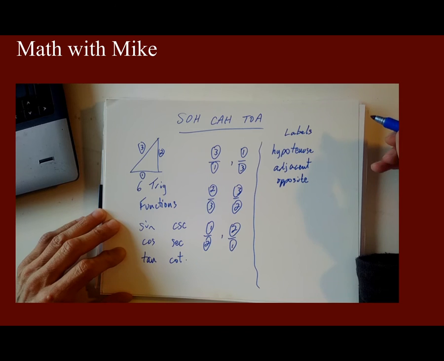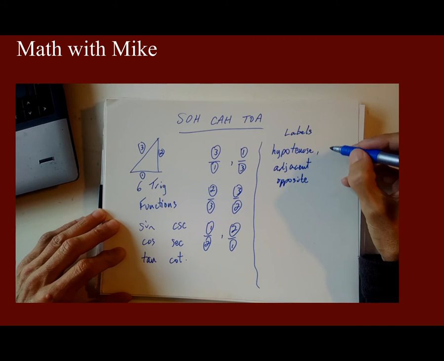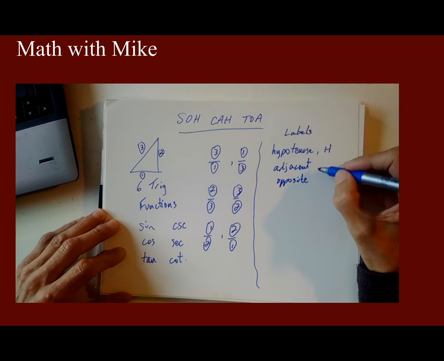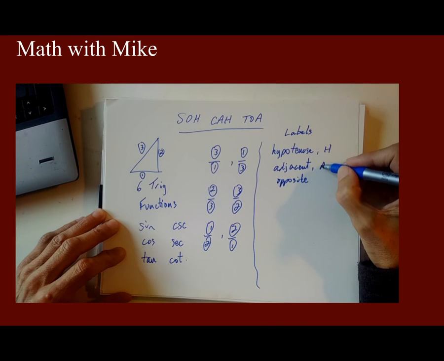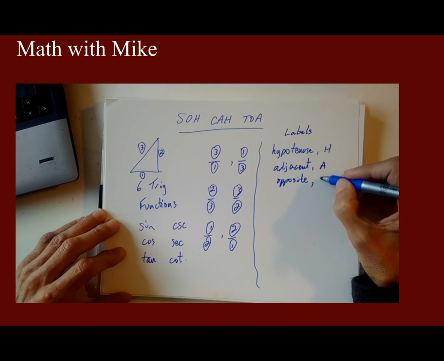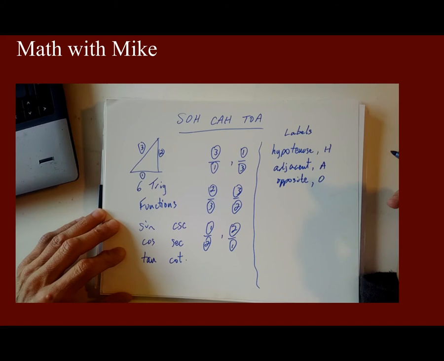Now, what I'd like you to notice is that each of these words starts with a letter. Hypotenuse starts with H, adjacent starts with A, and opposite starts with O.